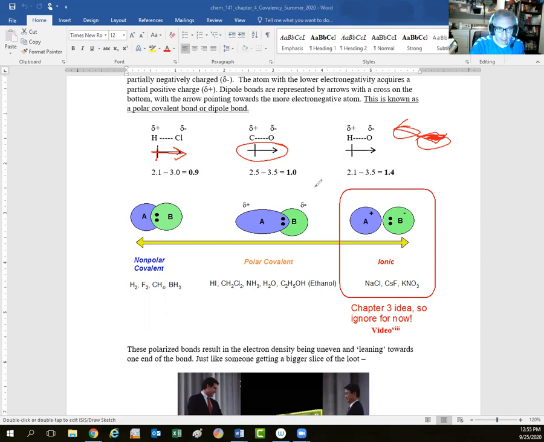So we're always looking for that range of 0.5 up to 1.9. Anything less than 0.5 is going to be covalent. Anything greater than 1.9 is going to be ionic. Now the exact line in the sand is sometimes a little bit blurred, but that's usually the range we use for deciding whether the bond is covalent or polar covalent or ionic. Inclusive range of 0.5 up to 1.9 for a polar covalent bond.